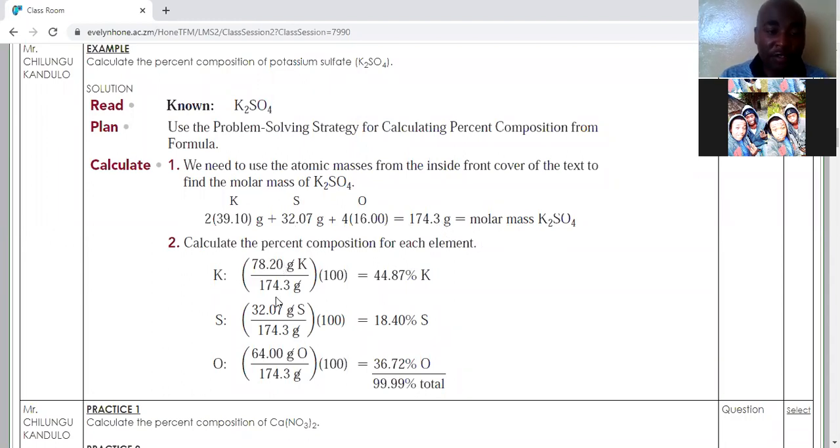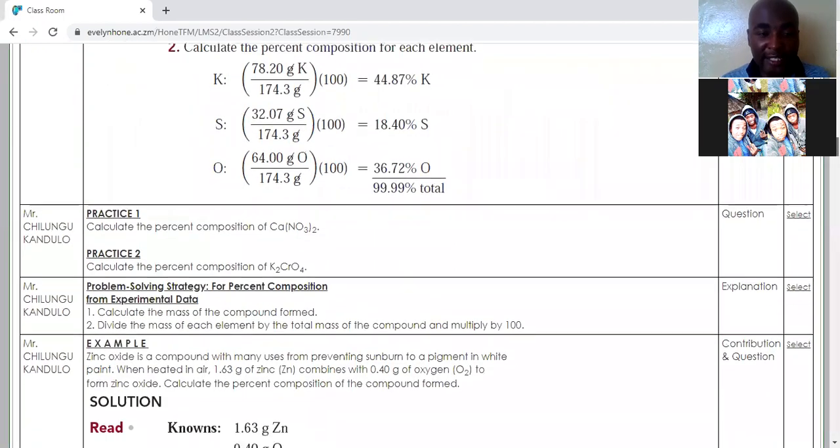So it's even acceptable that you find the first two, then to find the last one, you just subtract the two from 100. When you add these, they should give you a total of approximately 100. 99.999 is approximately 100. So those are the scenarios. I loved your work, guys.